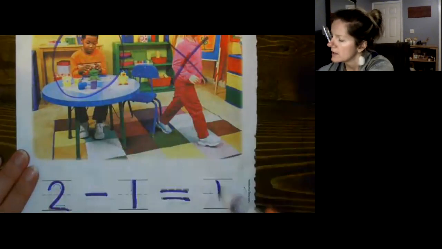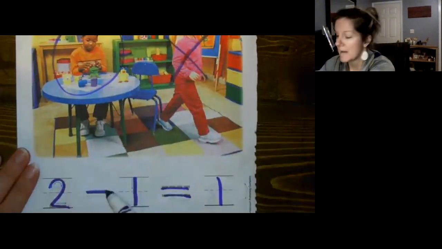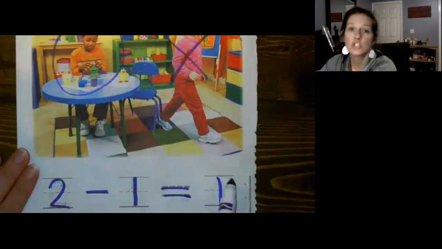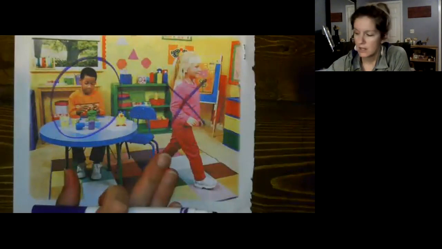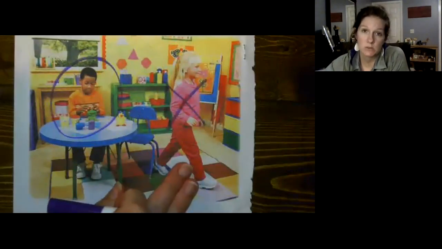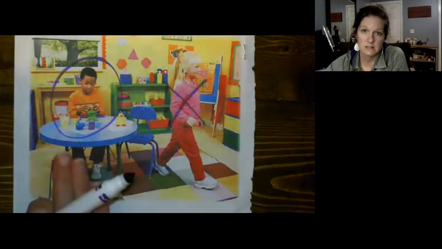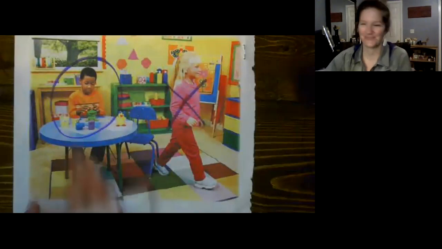Just one boy. All right, so let's read this math sentence. Ready? 2 minus 1 equals 1. Two children were playing with the Play-Doh. One friend decided her hands were too sticky and she went to wash them. One friend remained. 2 minus 1 equals 1.